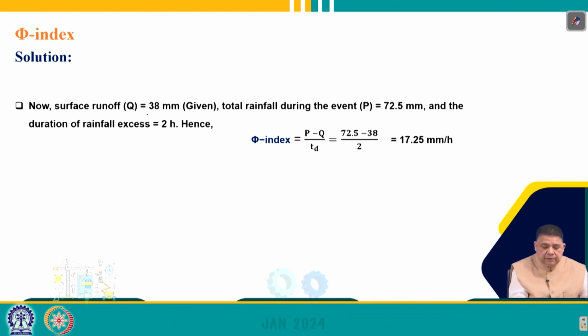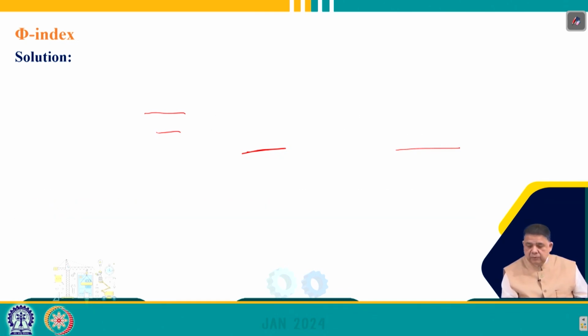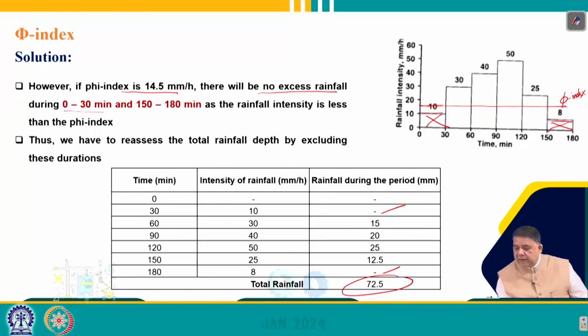And now, with known values of Q, our time also reduces to 2 hours, because we have taken 1 hour, half an hour on either side away. So, that means the new estimation of phi index value comes out to be 17.25 millimeter per hour. And if you look at the value here, 17.5, it will be somewhere here. So, obviously, we have only considered this portion as effective rainfall.